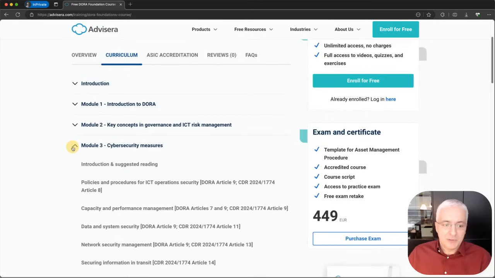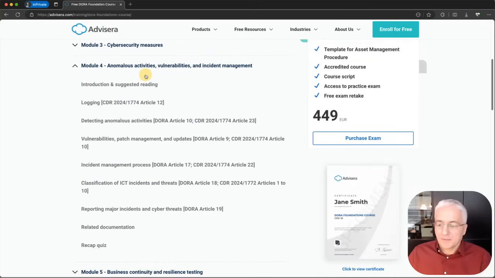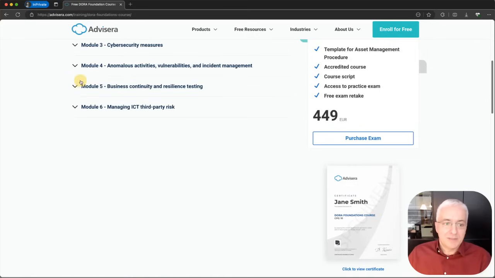So let's go for module 4. Here basically this is about collecting all the information related to incidents, also fixing vulnerabilities and handling incidents. So logging, detecting anomalous activities, vulnerabilities, patch management and updates, incident management process, classification of incidents, and then reporting major incidents towards authorities. Okay, let's see module 5.